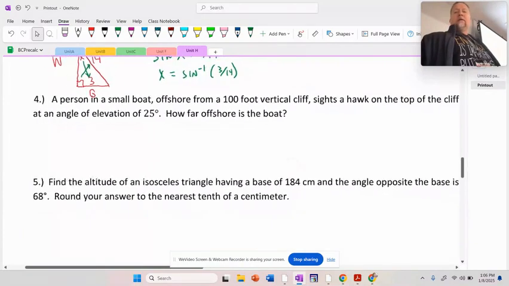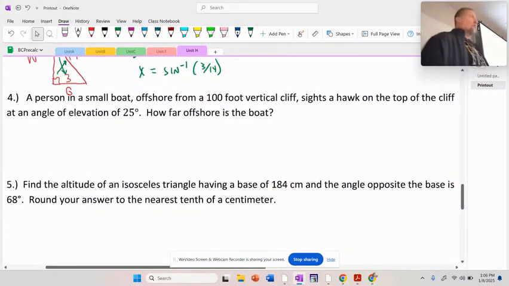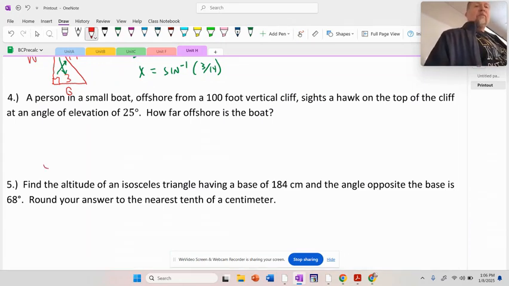Then we're not going to be drawing cliffs and so on and so forth. But a person in a small boat, fine. For your enjoyment, I'll draw a boat. There you go. Okay. Person in a small boat offshore from a 100-foot vertical cliff sights a hawk on the top of a cliff at an angle of elevation.